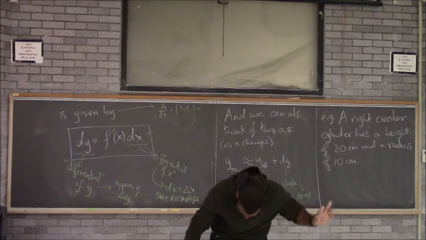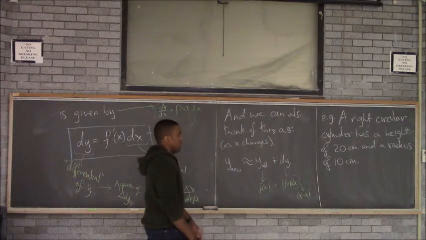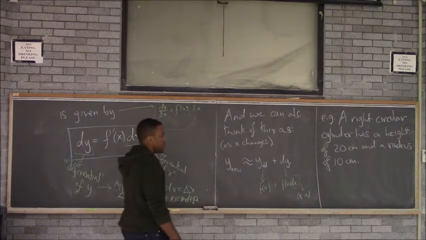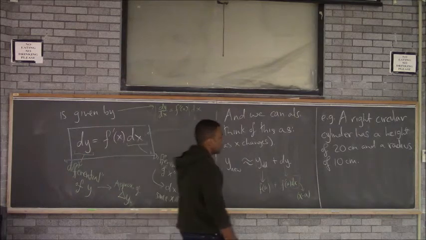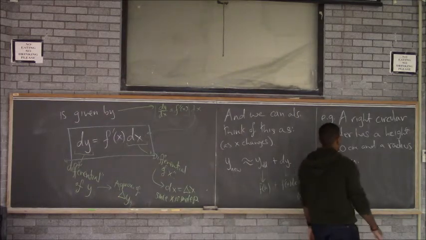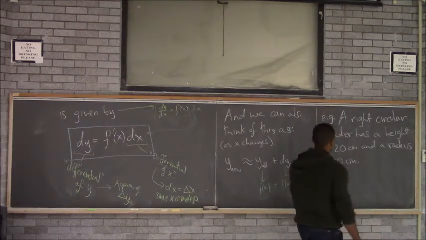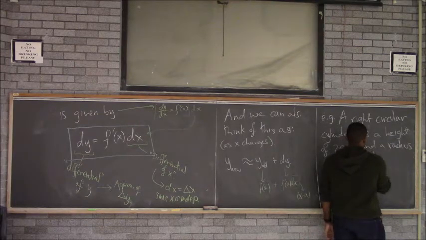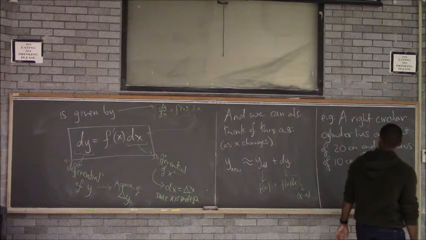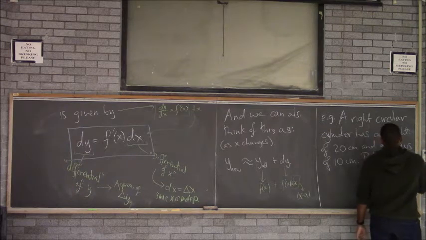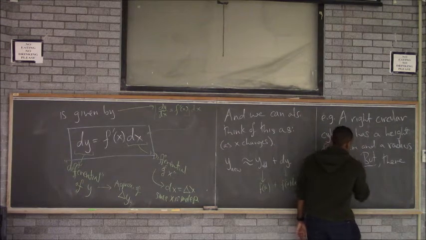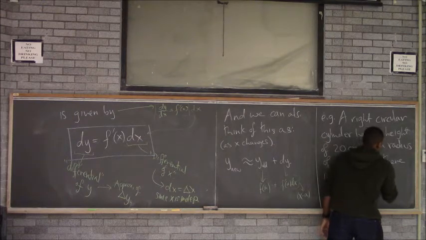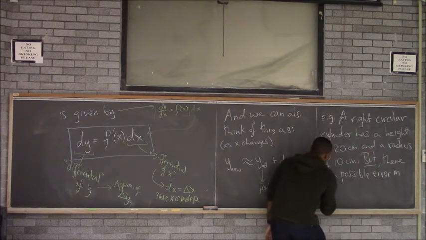Actually the opposite, but whatever, it's going to still work. Suppose we have a right circular cylinder. The height is 20 centimeters and the radius is 10. Here's the thing though, there is a possible error in these measurements.